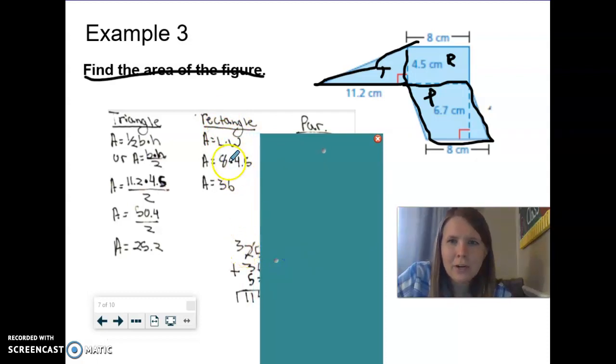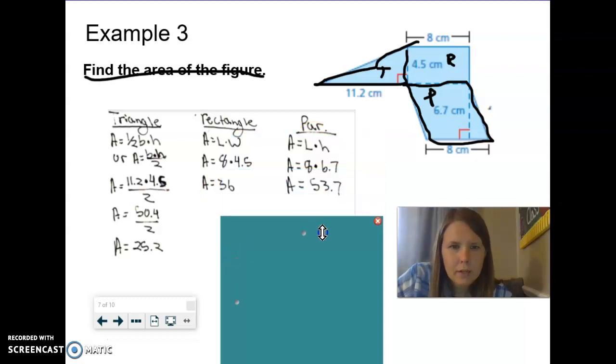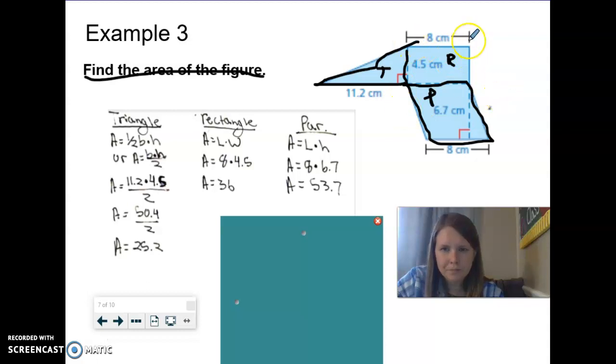Sorry, here's my actual little work. 4.5, because my length times my width, I get 36. Okay, easy enough. And my last part though here, I'm going to move this down a little bit, is this parallelogram. Okay. For this parallelogram, you can use it the same way that you did with the rectangle.